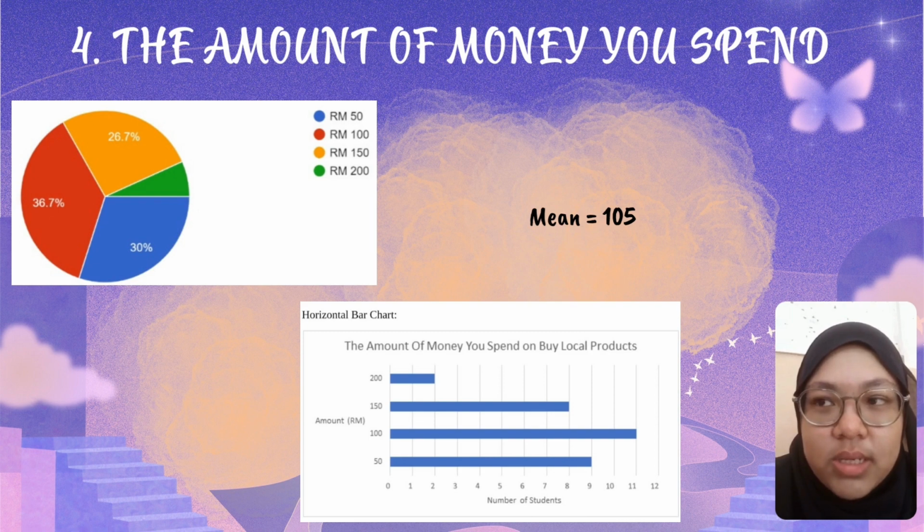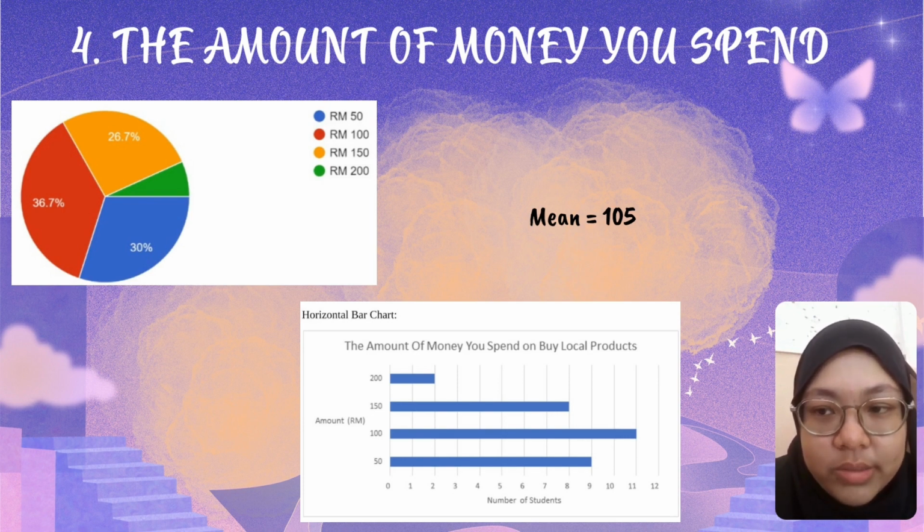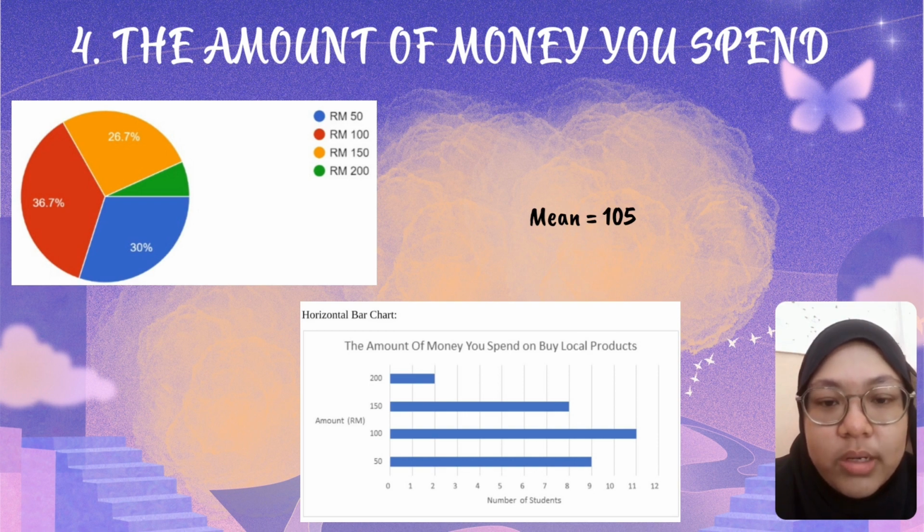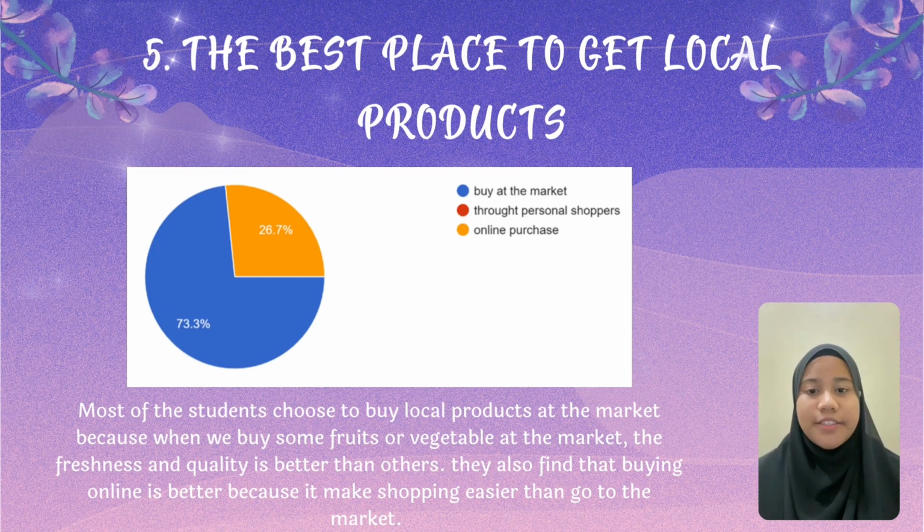The next question is the amount of money you spend on buying local product. We have 50 ringgit, 100 ringgit, 150 ringgit and lastly 200 ringgit. The highest amount is 100 ringgit with 11 students, and the mean for the amount of money you spend is 105.